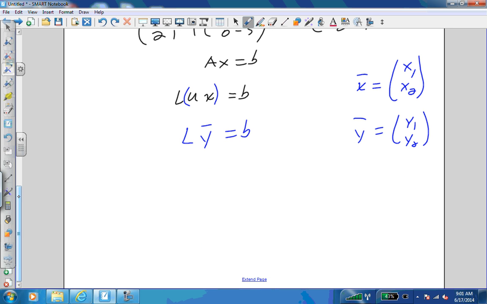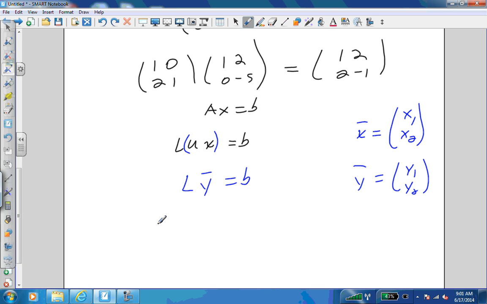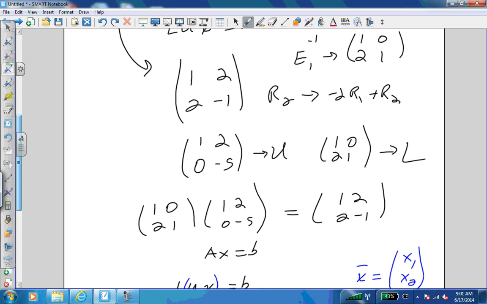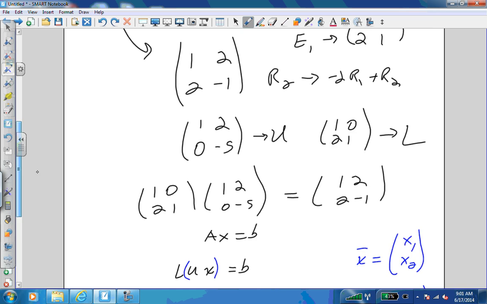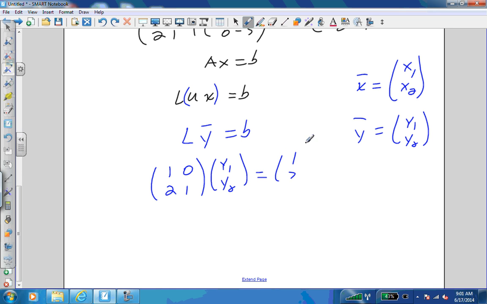So this is another system of equations. L, Y, and B, where B, what was our B? 1, 7. So let's remember what this is saying. This, if we were to multiply row 1 times this is 1y1, 0y2, so y1 equals 1.